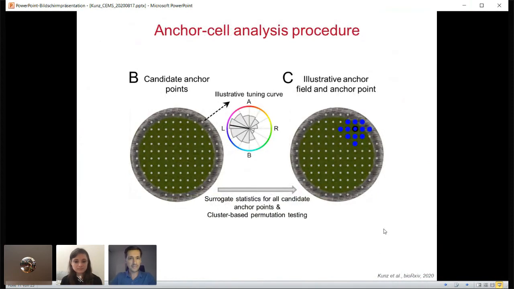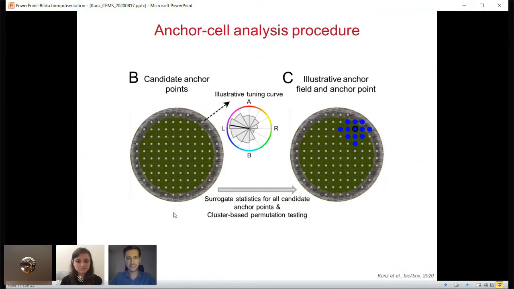We identified anchor cells by analyzing the single neuron activity as a function of the spatial behavior of the participants in the virtual environment. Specifically, we stepped through multiple different candidate anchor points, here shown as gray dots. For each of these candidate anchor points, we estimated the tuning curve of the cell as a function of the egocentric direction of this candidate anchor point relative to the navigating subject.